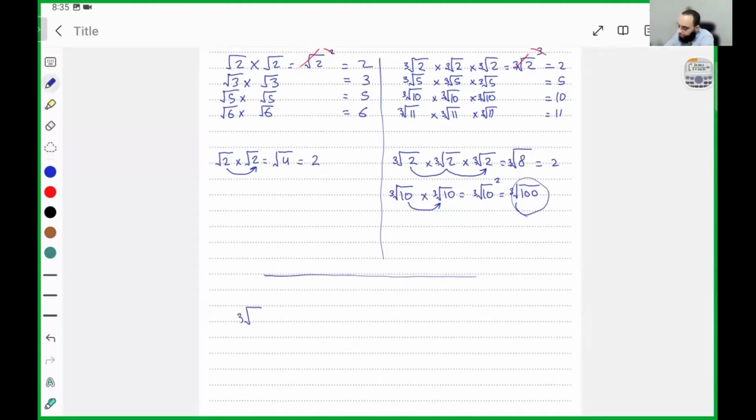So, you know the difference? Here, the first way, it's something like cubic root 2 times cubic root 2 times cubic root 2. Okay? Another way, it's cubic root 2 times cubic root 2 times cubic root 2.